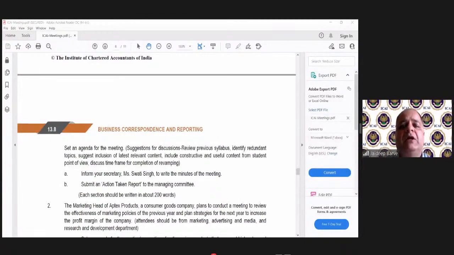Please take a look at the syllabus and the ICAI study material also. There are some exercises given at the end of it. The answers are also given. So have a look at it, and I'm sure you will do well in the exams.